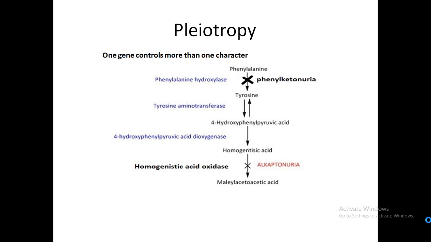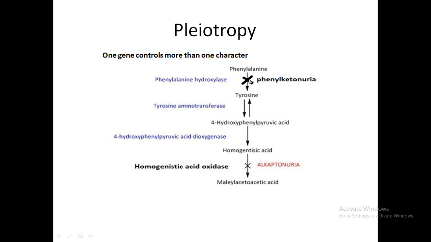An example is the disease phenylketonuria that results from a mutation in the gene phenylalanine hydroxylase. Normally, the amino acid phenylalanine is converted into tyrosine. This reaction is catalyzed by the enzyme phenylalanine hydroxylase. If there is a defect in the gene that codes for phenylalanine hydroxylase, the enzyme is not produced.